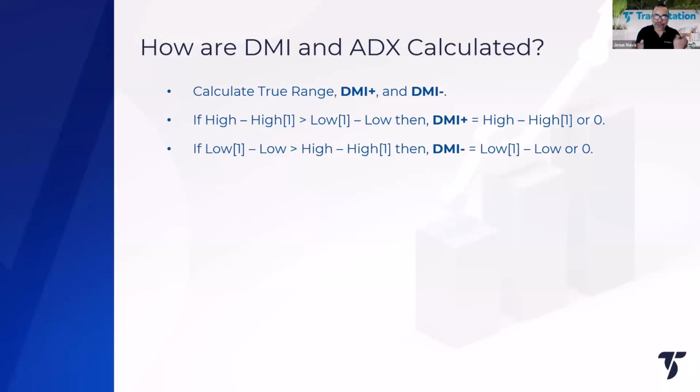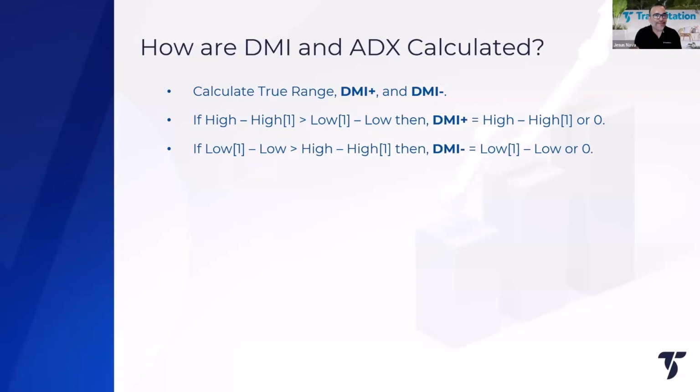And it just goes on in this calculation, and it's going to assign those points to either the DMI plus or the DMI minus. So if you look at a chart and you see the candlesticks moving up, it's very likely that the difference between the high and the high on all these bars is going to be bigger than the difference between the low and the low. So in those scenarios is when the DMI plus is going to increase in value.